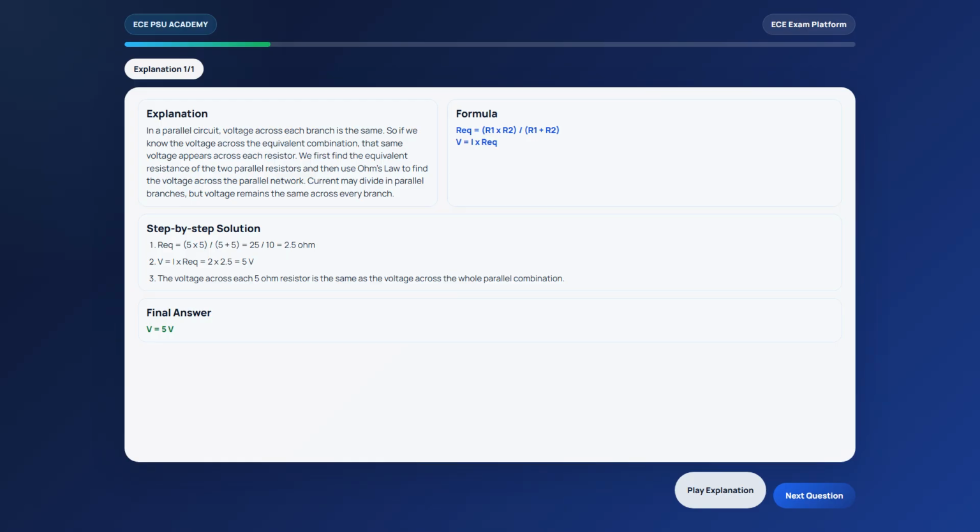Step 3. Since the resistors are in parallel, the voltage across each branch is the same. So the voltage across each 5 ohm resistor is 5 volts. Final answer, the voltage across each 5 ohm resistor is 5 volts.